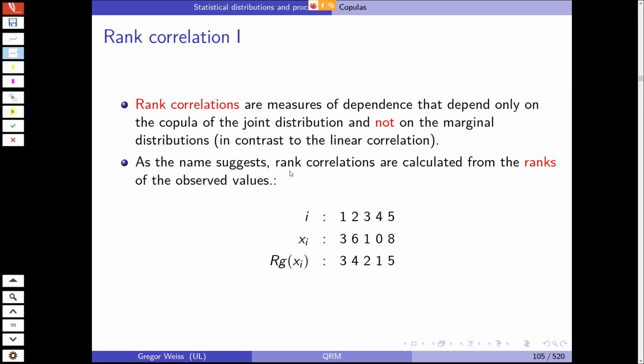As the name suggests, we are looking at ranks. So let's take some observed values. We have 1, 2, 3, 4, 5 as our indices. We have 3, 6, 1, 0, 8 as the observations. And if we take the ranks, obviously 0 is the smallest number, so it gets the rank of 1. 8 is the largest value, so it gets the rank 5. 6 is the second largest, and 3 is the third smallest, and 1 is the second smallest. So these are the ranks: 3, 4, 2, 1, 5.